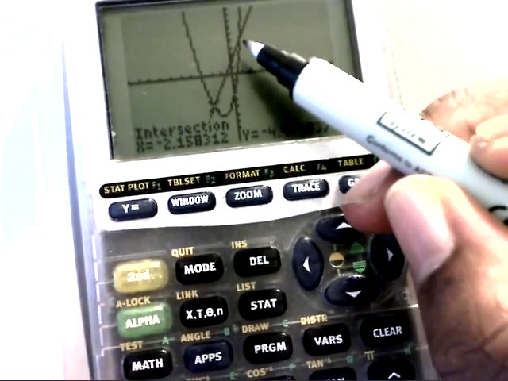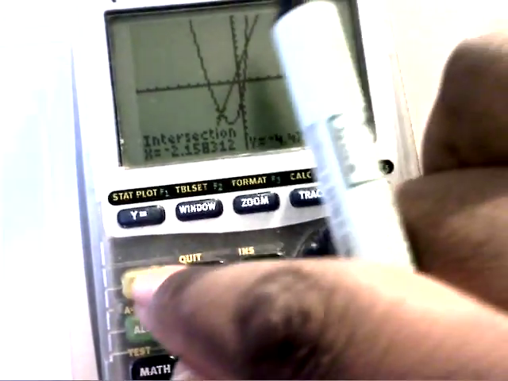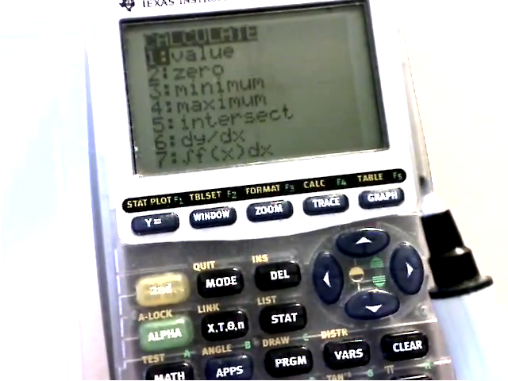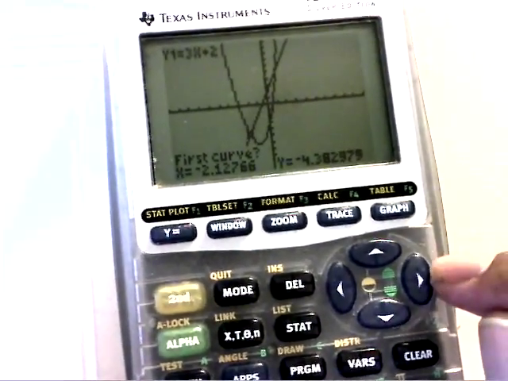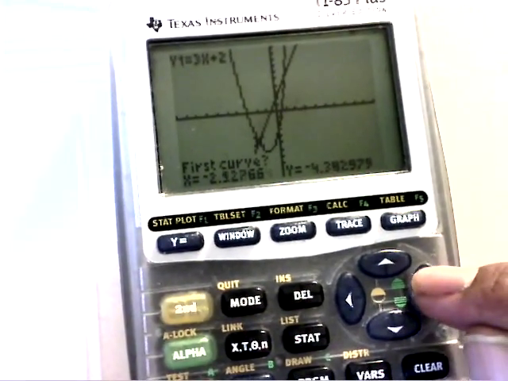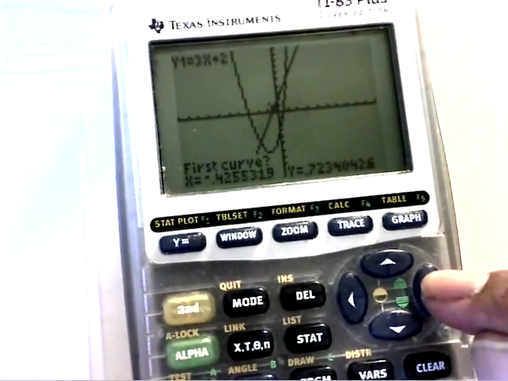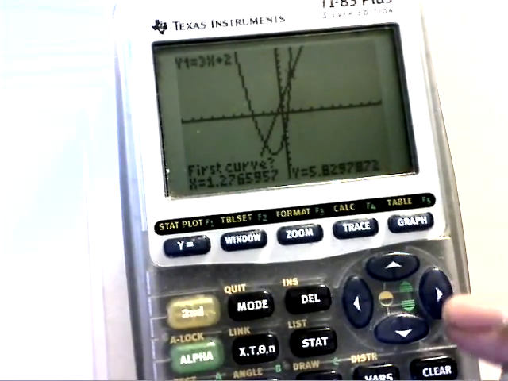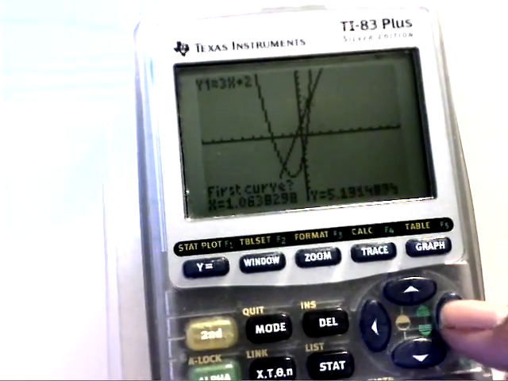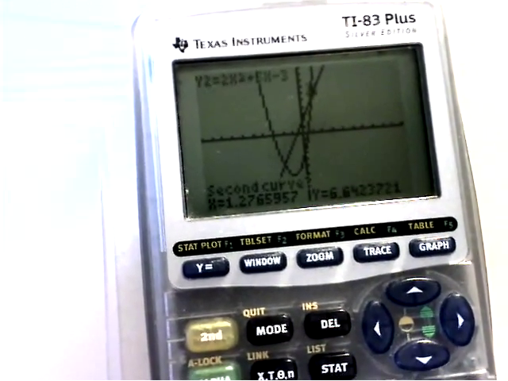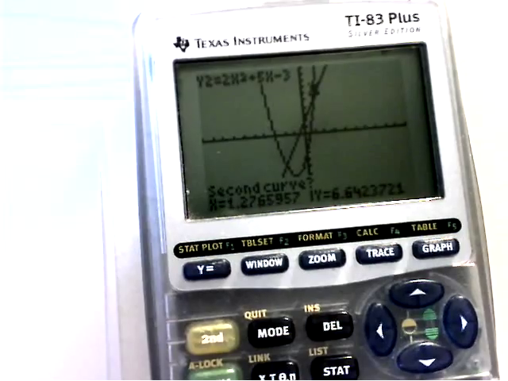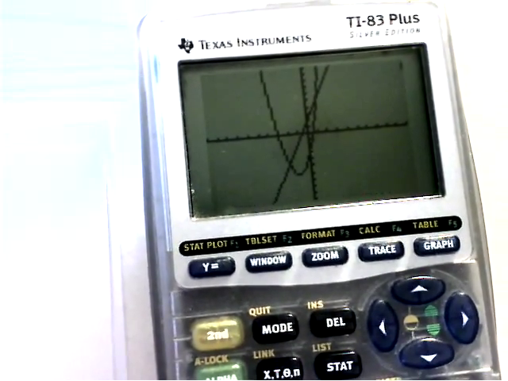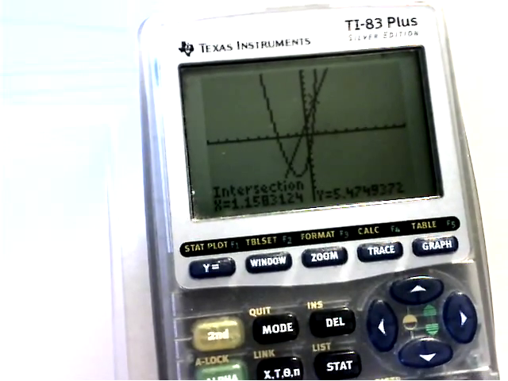Well, the second point of intersection is way up here. So again, press second and then trace, and then select number 5 for your intersect. Now you should get the message that says first curve. The blinking cursor needs to be as close to that point of intersection as possible. And then press enter. Then after second curve, press enter. After guess, press enter.